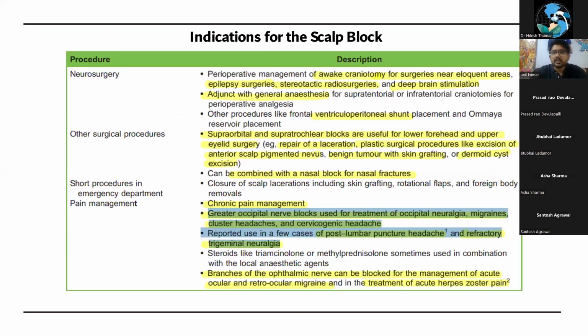Coming to the indications of the scalp block: why do we use it? Mostly during awake craniotomy procedures, or as an adjunct to general anesthesia so that we can reduce the anesthetic doses when going for supratentorial and infratentorial craniotomies, and for perioperative analgesia. The scalp block can also be used in plastic surgeries, for the repair of lacerations and procedures like anterior scalp pigmented nevus. In pain management, we can give it for neuralgias and cluster headaches, and even for post lumbar puncture headache. The scalp block can be used.